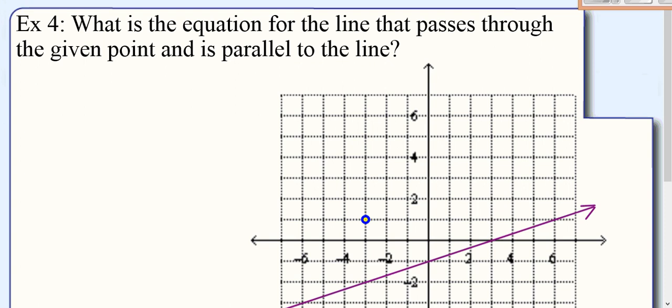So here we've got a graph with a line on it and a point over here. If we are going to write the equation of a line that passes through that point and is parallel, we know parallel means they've got the same slope. So we're going to look at this first purple line and get what the slope of this purple line is. There's one good point that it passes through. We need another good point that it passes through. Just like right there.